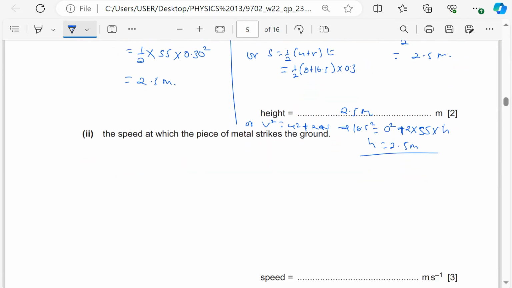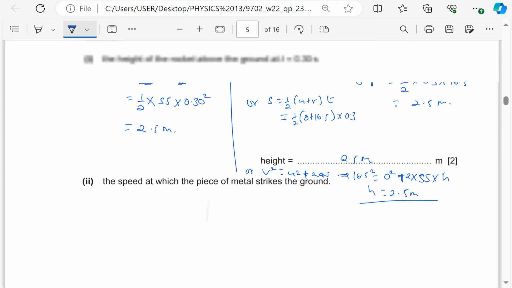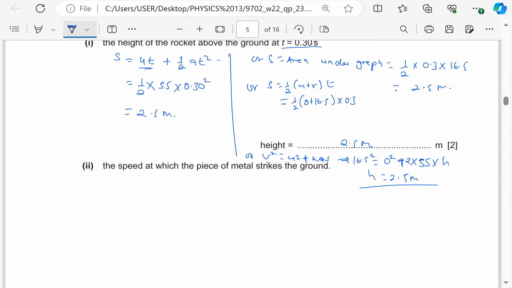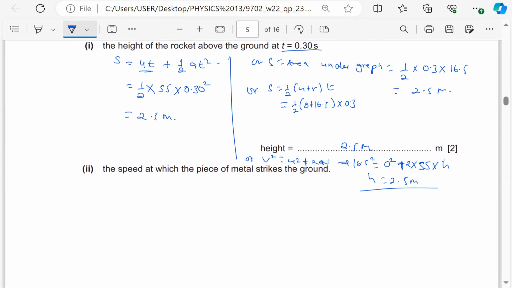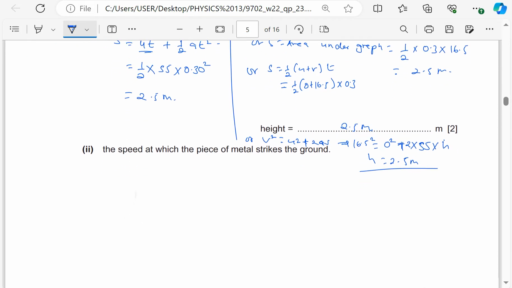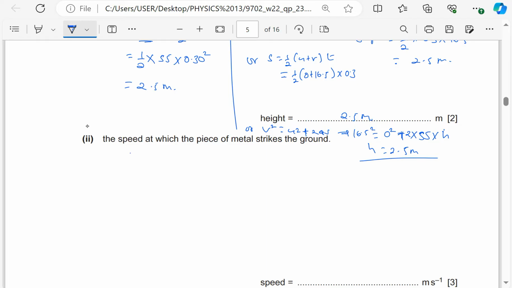Okay, so this next part is the most important one. The speed at which the piece of metal strikes the ground. So remember, a small piece of metal separates from the rocket. So I need to find its initial speed. If it separates from the rocket, its initial speed is 16.5. Then I would use maybe v squared equals u squared plus 2as. So what is the initial speed when it just separates?